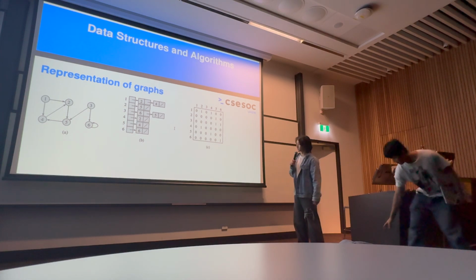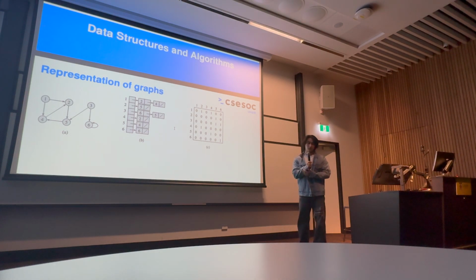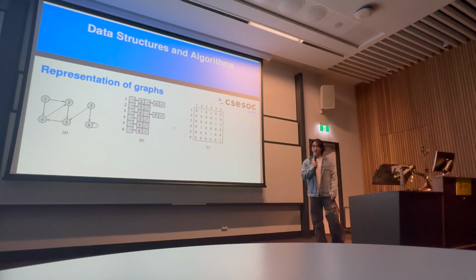And for 2, we would insert 5. For 3, we can insert 6 and 5. So essentially what we do is when we want to represent an edge, we insert it into the linked list starting at that array index. Okay, and then we have our other representation, which is an adjacency matrix.